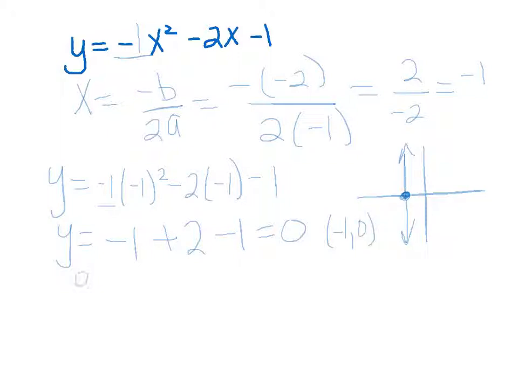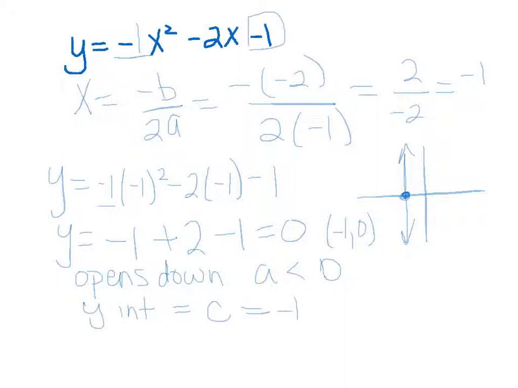This opens down because our a value is less than 0. It's negative. And our y-intercept is the c value, which is up here, negative 1. So it's going to cross at negative 1, which means that I'm going to get a mirror image point over here. And I can start drawing that.